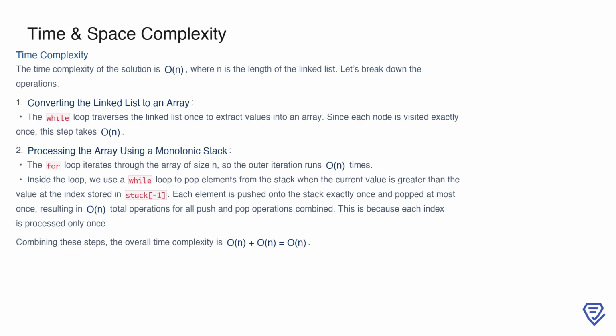Then, we process the array using a monotonic stack. The for loop iterates through the array, which has n elements, so the outer loop runs O(n) times. Inside this loop, there's a while loop that pops elements from the stack whenever the current value is greater than the value at the index stored at the top of the stack. Importantly, each index is pushed onto the stack once and popped at most once, so the total time for all push and pop operations across the array is O(n). Combining the traversal of the linked list and the processing of the array, the total time complexity is O(n) plus O(n), which simplifies to O(n).